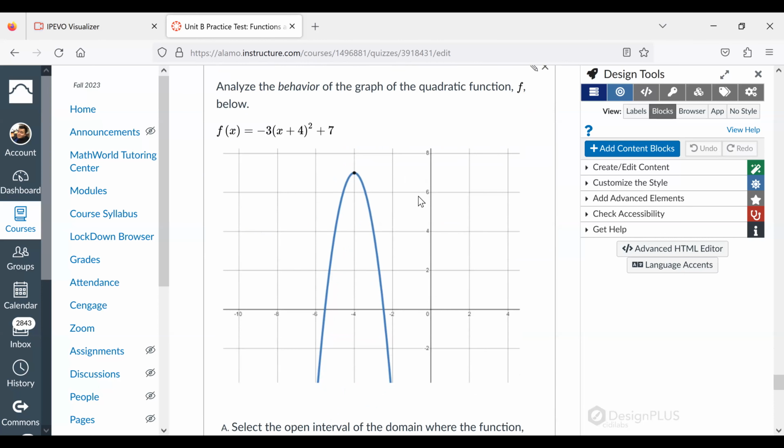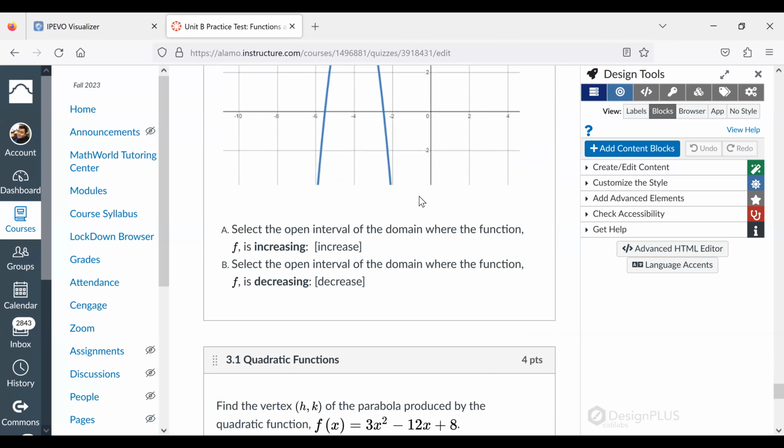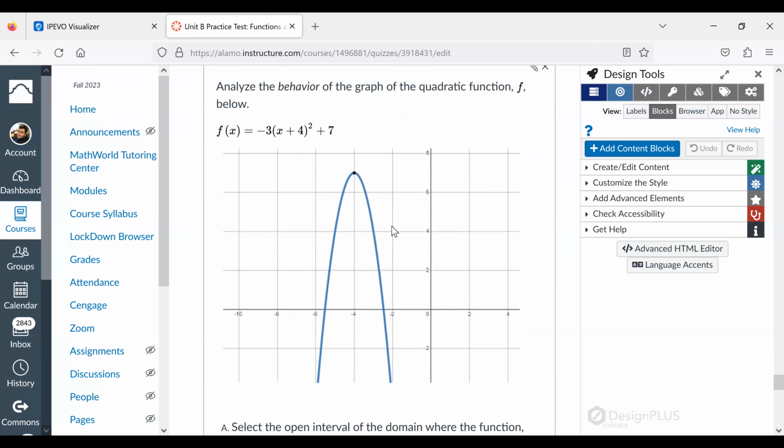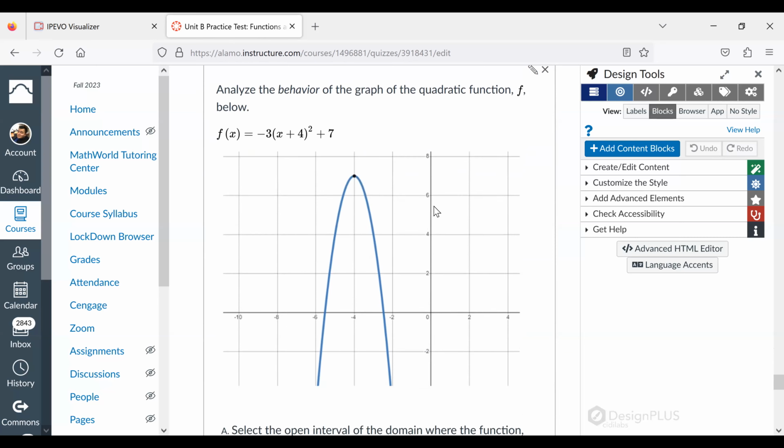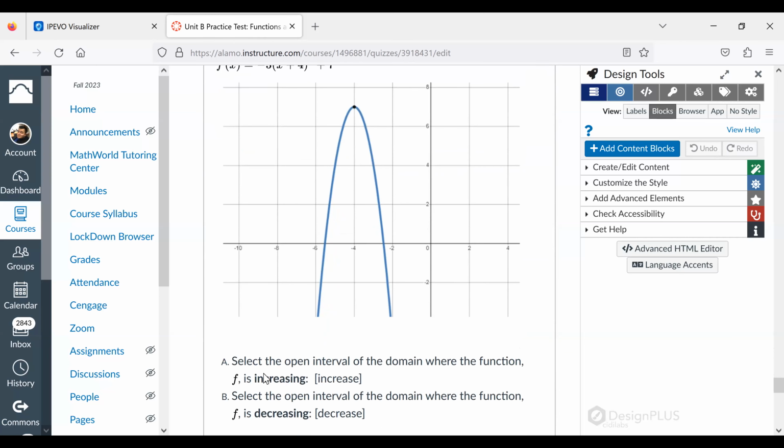Analyzing end behavior. I don't think we really talked about this one. Select the open. Oh, hold on a second. Oh, sorry, I made an assumption. It said analyze the behavior of the graph. So it wants to know where it's increasing. That's easy. Where is it increasing?